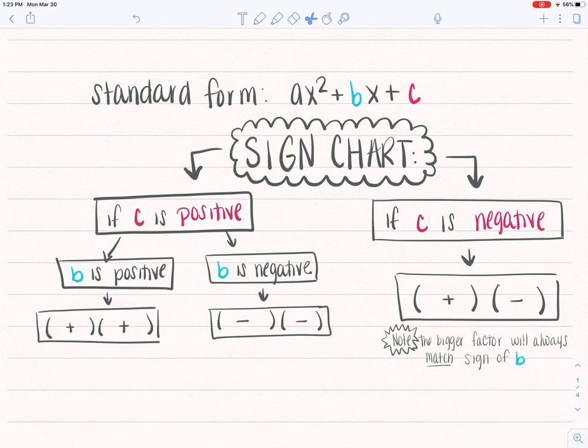On the other hand, if C is negative, remember that last term, that constant, you're always going to have one positive, one negative. And that is going to be probably the trickiest type, so we're going to make sure to reference that. So pause the video if you haven't already, get this copied down, and then let's restart with example 1.